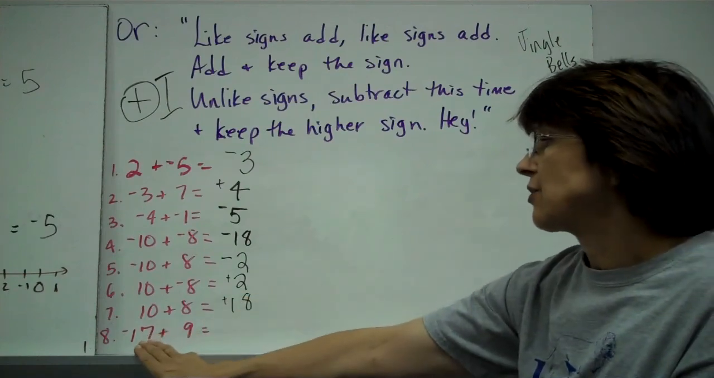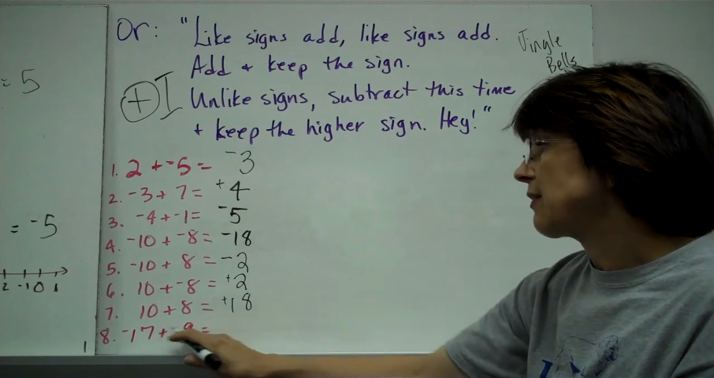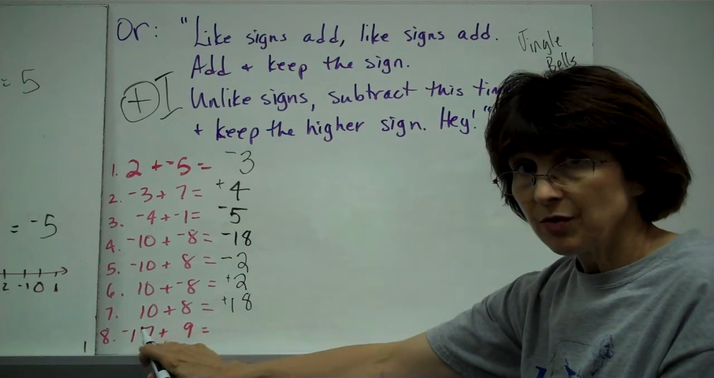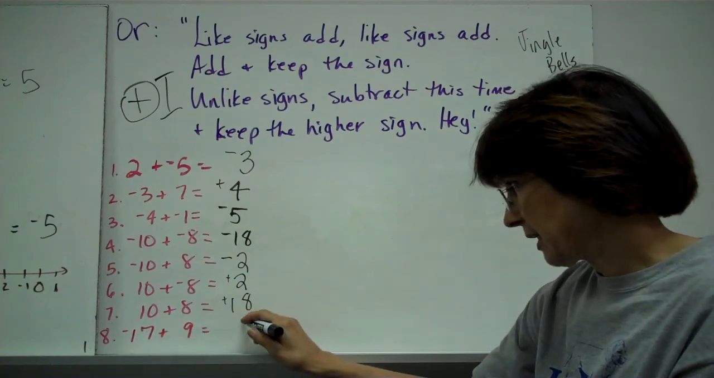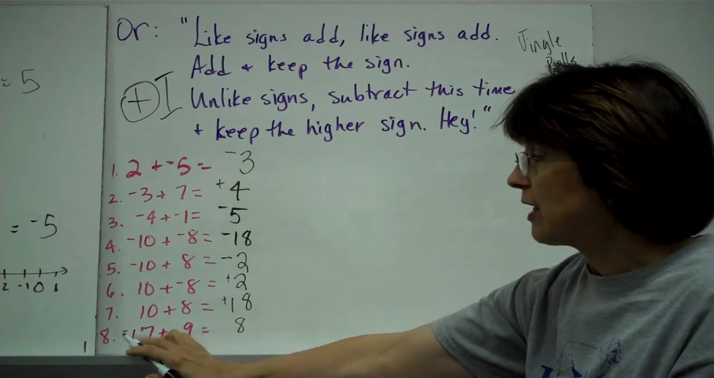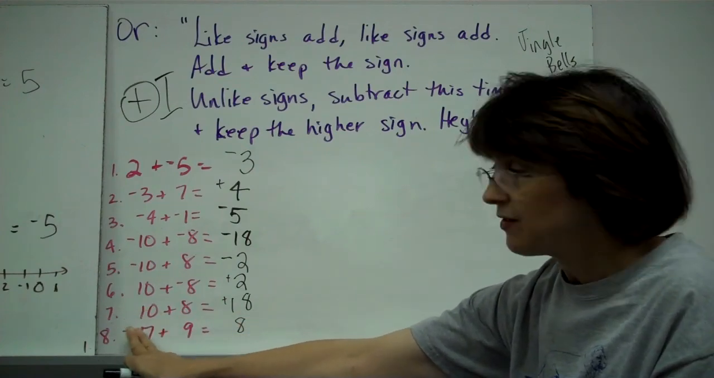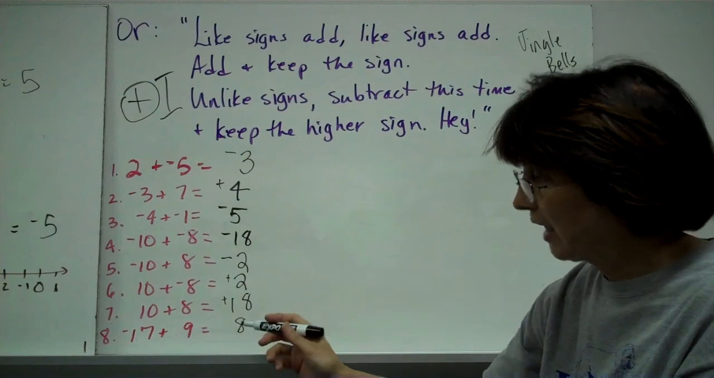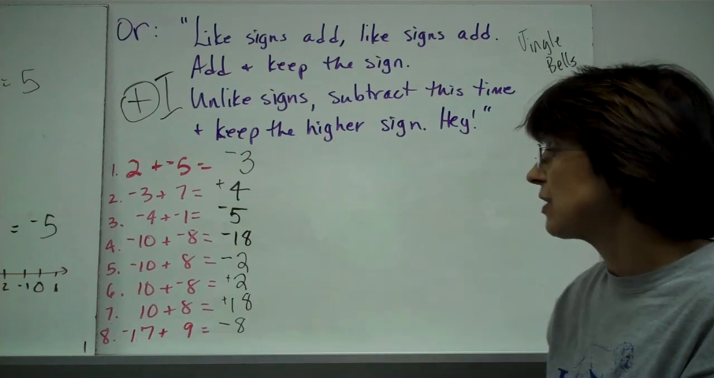Okay, last one, the signs are not alike, so negative 17 plus 9, well, I subtract them, so 17 minus 9 is 8. And I keep the higher sign. The absolute value of negative 17 is 17. So 17 is higher than 9, and it's negative, so the answer is negative 8.